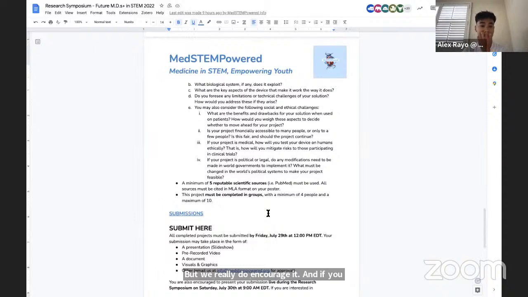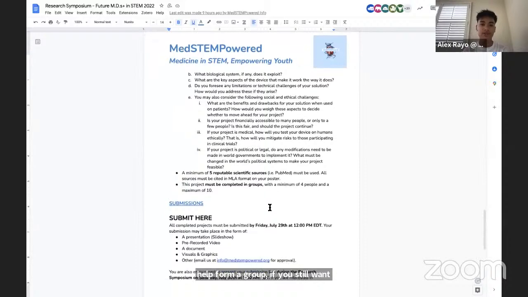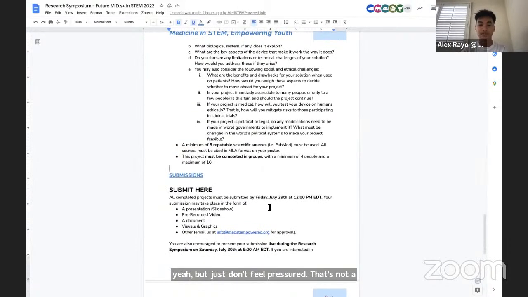And if you do want to have a group, but you're finding it hard to form one over Slack or over a different platform, feel free to message me or feel free to message any of the other team at Medicine Empowered, and we'll definitely help form a group if you still want some that way. So yeah, but just don't feel pressured. That's not a really strict requirement. We do encourage it, but what's more important is you participating in the research.